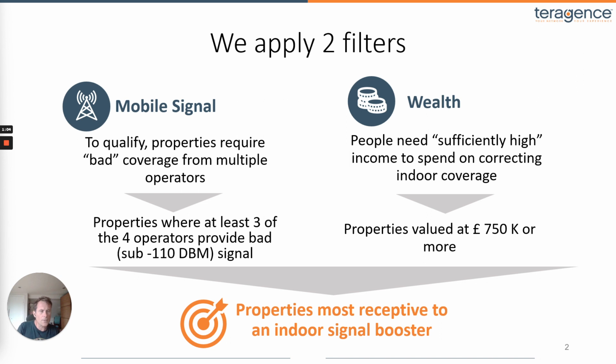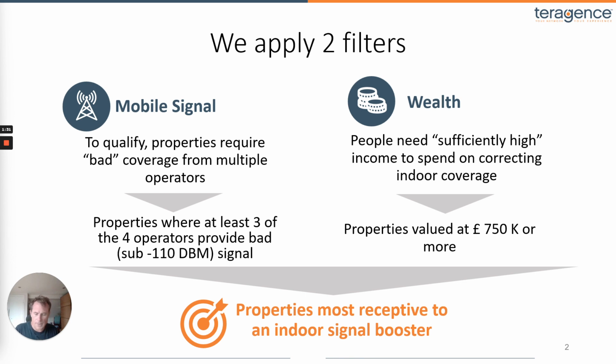And on the other side, to identify their ability and willingness to pay for it, we use the property values as a metric to identify those properties that people are likely to have a bit of money to spend on an indoor solution. And combining those two filters will enable us to shortlist those locations where people will be most receptive to an indoor coverage solution, which can then be targeted with outbound marketing.